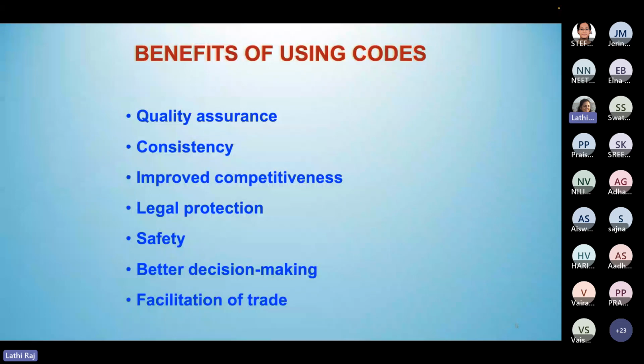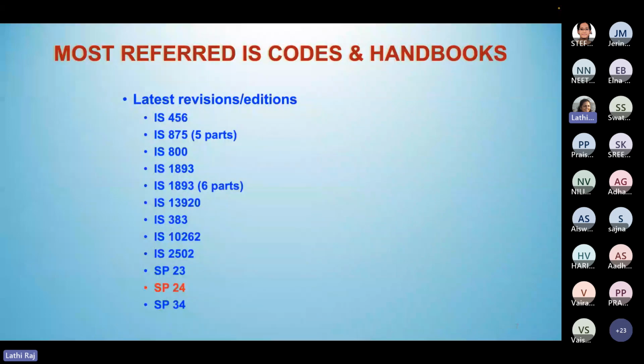Now, these are the most referred IS codes and handbooks in civil engineering. This is not an exhaustive list, but the most important codes which we refer to. IS 456; these are the latest revisions and additions you have to refer to. IS 875, which has 5 parts. IS 800. IS 1893, which is again revised to have 6 parts; I'll explain that also. IS 13920, which is used for what? Any idea? Have you heard of IS 13920?